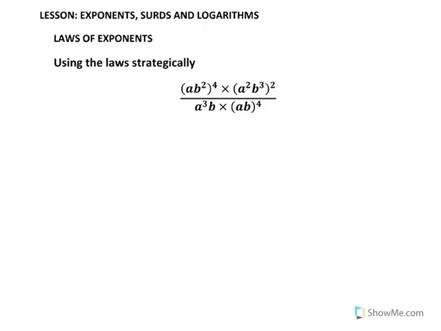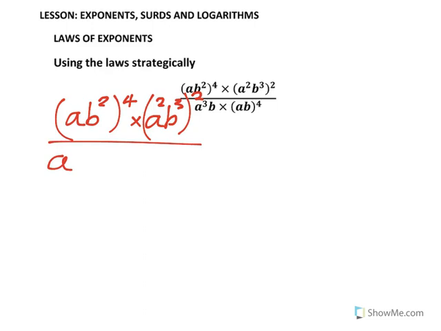Now, we're given a problem: a b squared times 4 times a squared b cubed squared, divided by a cubed b times a b4. If I can write this, you are given a b squared, all to the power 4, times a squared b cubed, all to the power 2, all over a to the power 3 b times a b to the power 4, equal to.